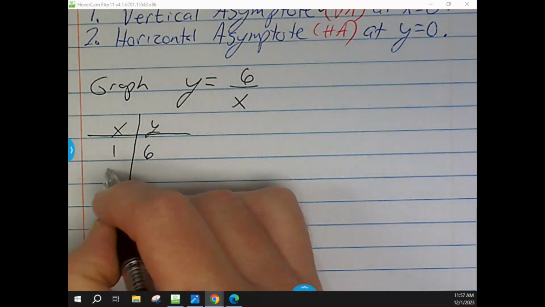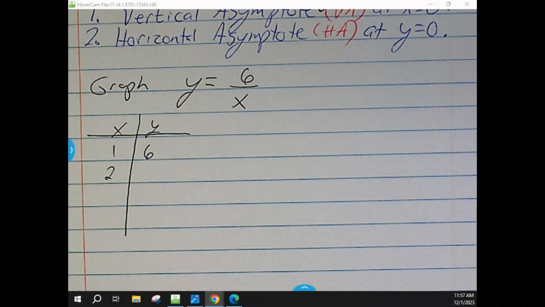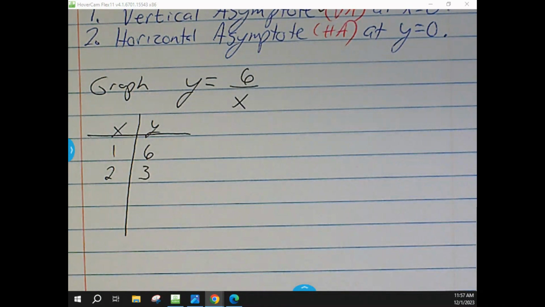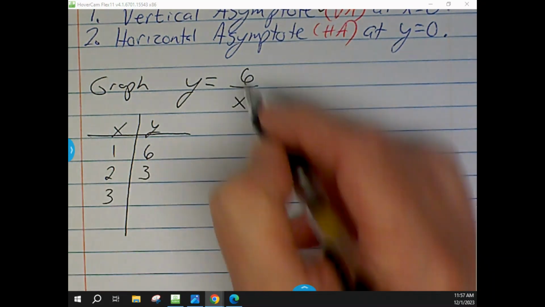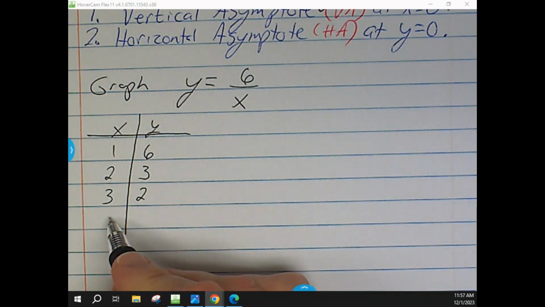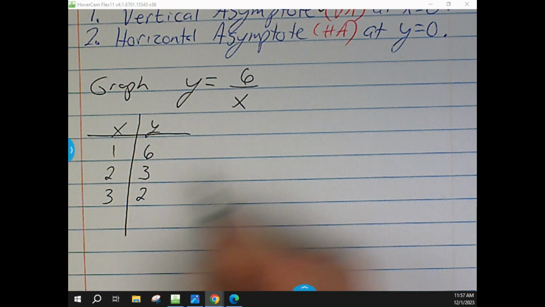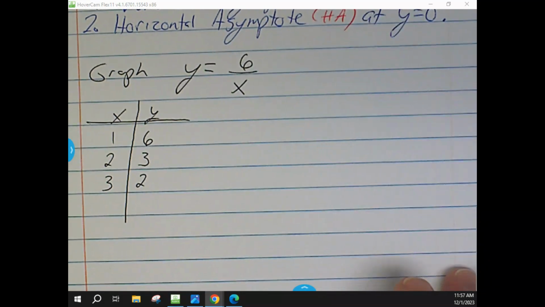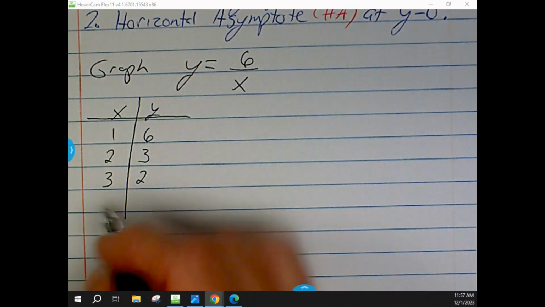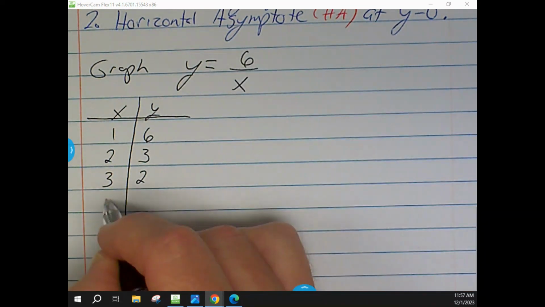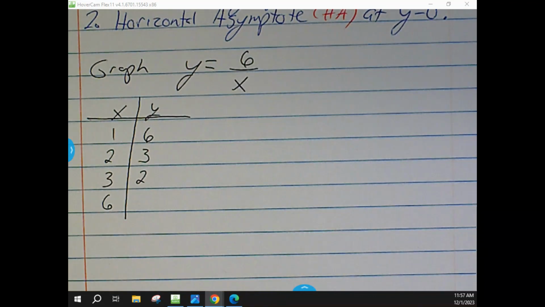If we pick x equals 2, 6 divided by 2 is 3. There we go. If we pick x equals 3, 6 divided by 3 is 2. We're not going to pick 4 because that's 6 divided by 4. That'd be 1.5. I mean, we could do that, but there's not even need of having decimal numbers. We're not going to pick 5 because that's 6 divided by 5. That would be 1.2. So we're just going to pick numbers that are easy. 6 divided by 6 is 1.